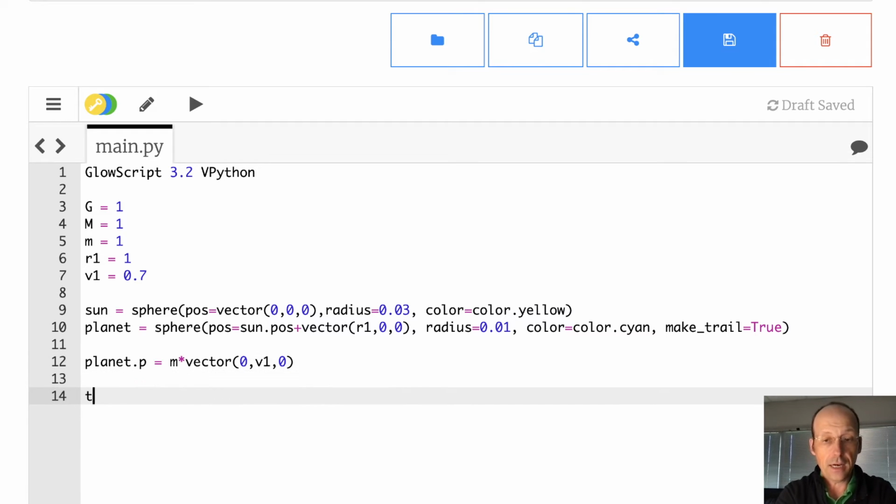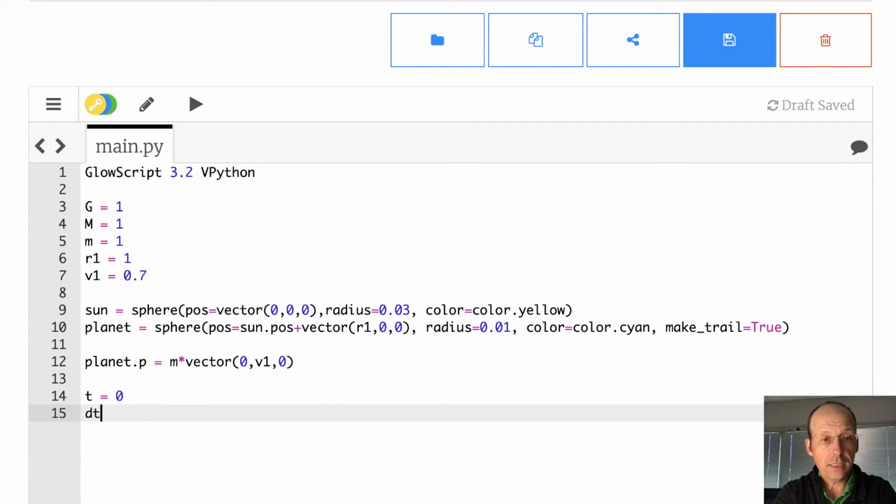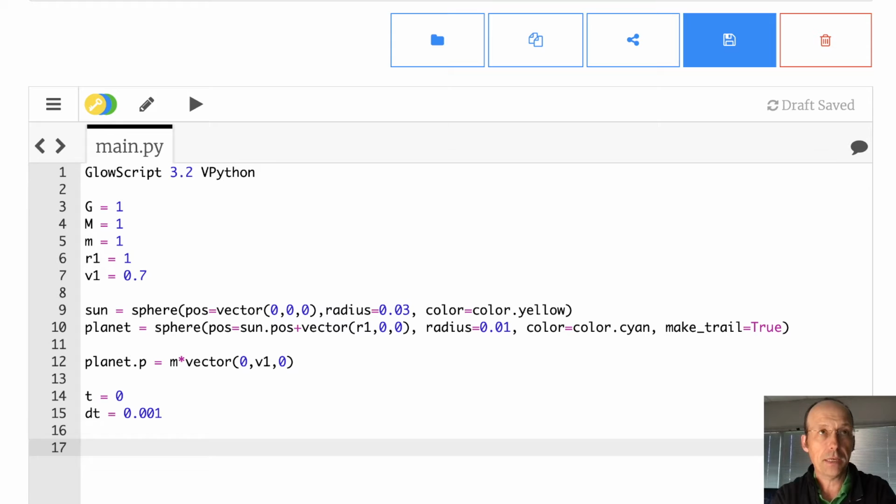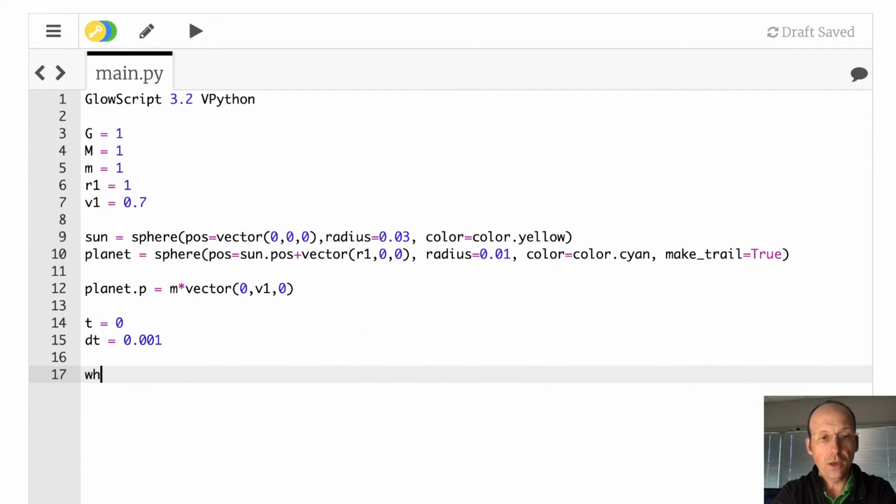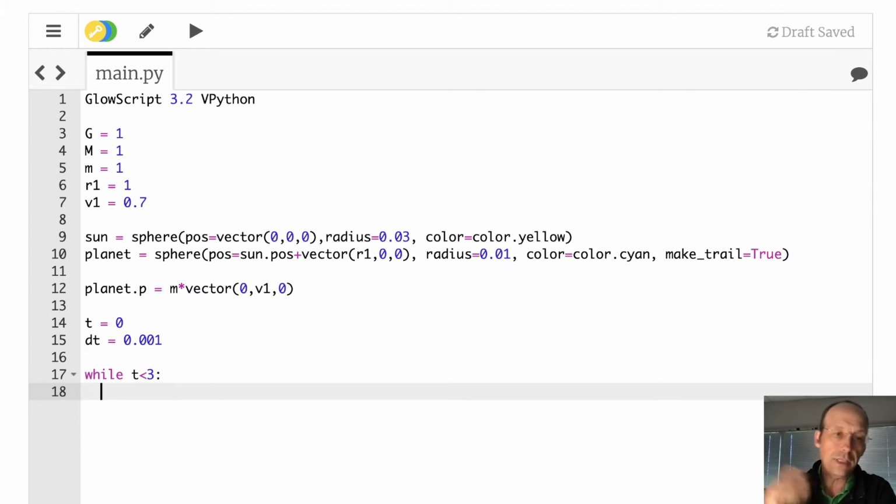Next, I need a time of 0, dt of 0.001. That turns out to be fine. And let's just make it move. So I'm going to say while t less than 3. I don't even know. I'm just picking something. While t is less than 3. So it's going to keep on doing this loop until t gets to 3.